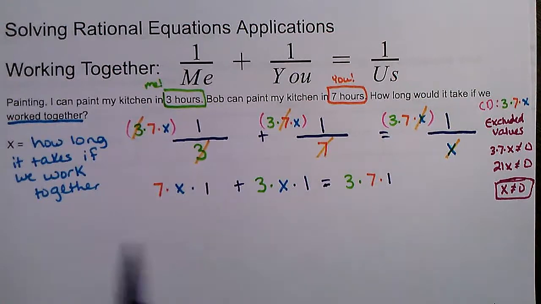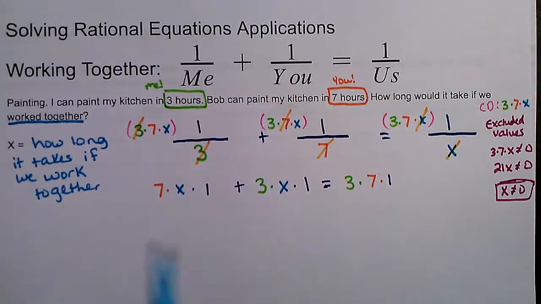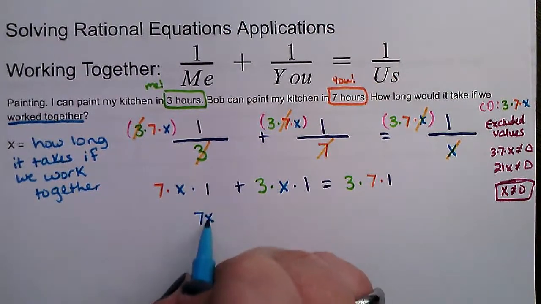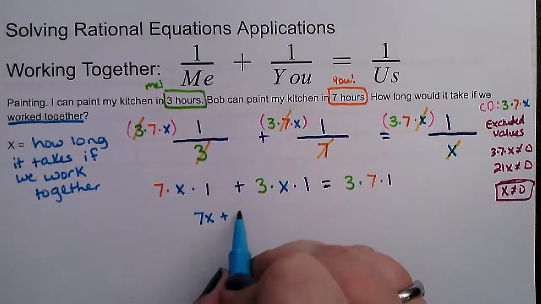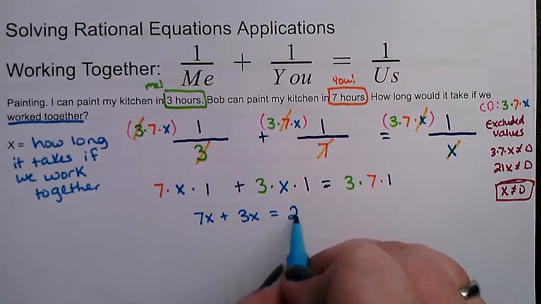So I brought that down. You don't have to write this step if you don't need it. So now we multiply all of those together. So 7 times x times 1 is 7x. 3 times x times 1 is 3x. And 3 times 7 times 1 is 21.